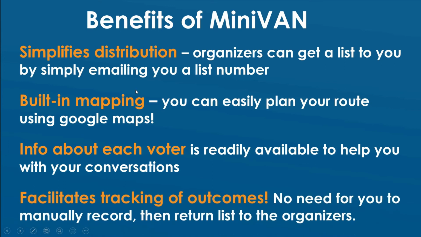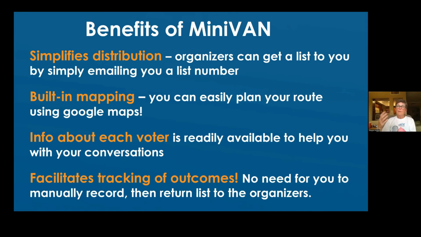And then it facilitates tracking of the outcomes. In the past, people would have to manually write their interaction on a piece of paper. Those lists, that paper would be collected. You'd have to, as a PC, as a person doing the outreach, get it back to the organizers. And then there was a lot of data entry on the back end that the person doing the voter outreach really wasn't aware of, but had to happen. Now that all goes away. It just happens through that digital transfer of data.